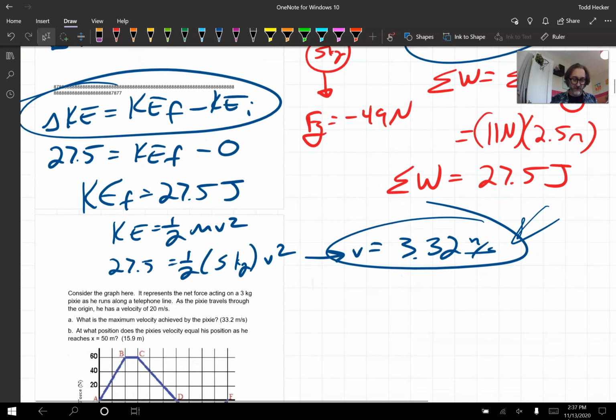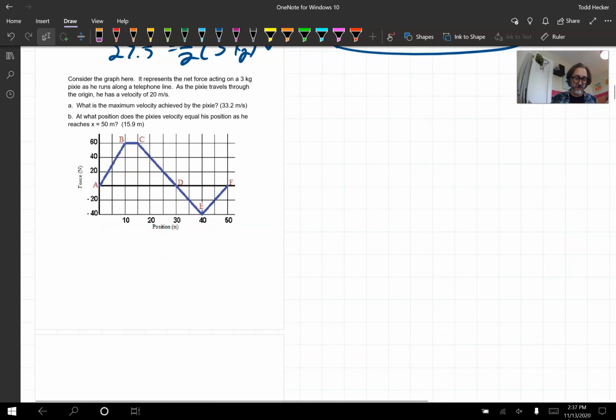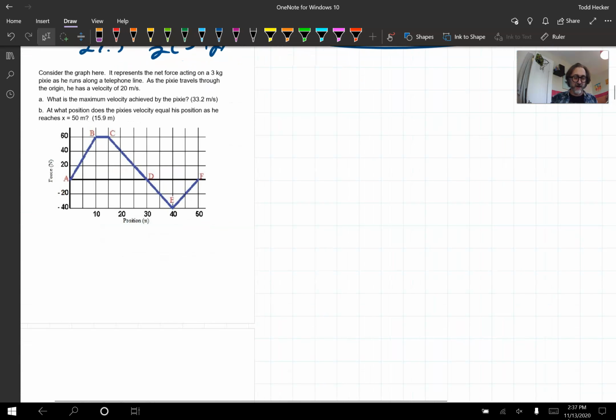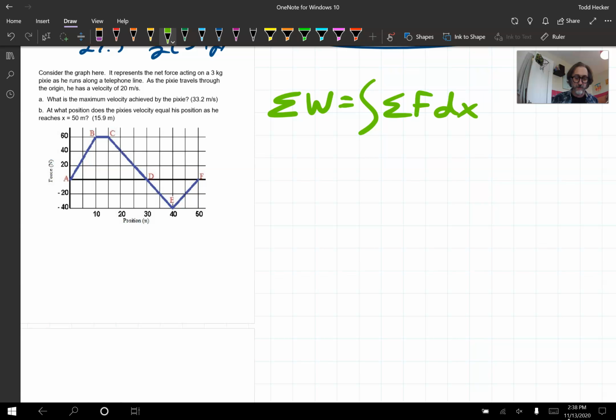All right, now, let's talk about graphs, all right? Because everything that I've done here so far has been a constant force. But what happens if the force isn't constant? Well, remember, what we learned was that if your force is not constant, in this case our net force is not constant, you can calculate the net work by integrating your net force with respect to your position.